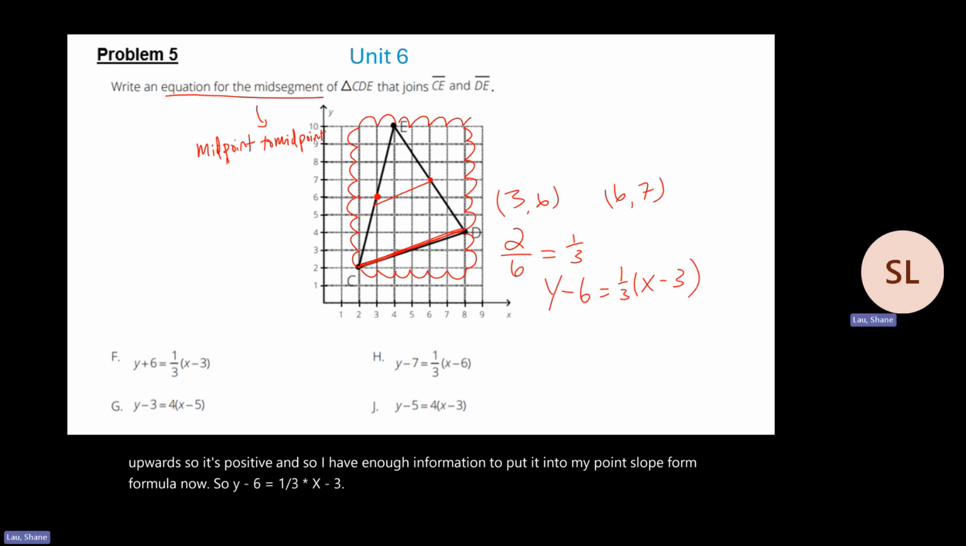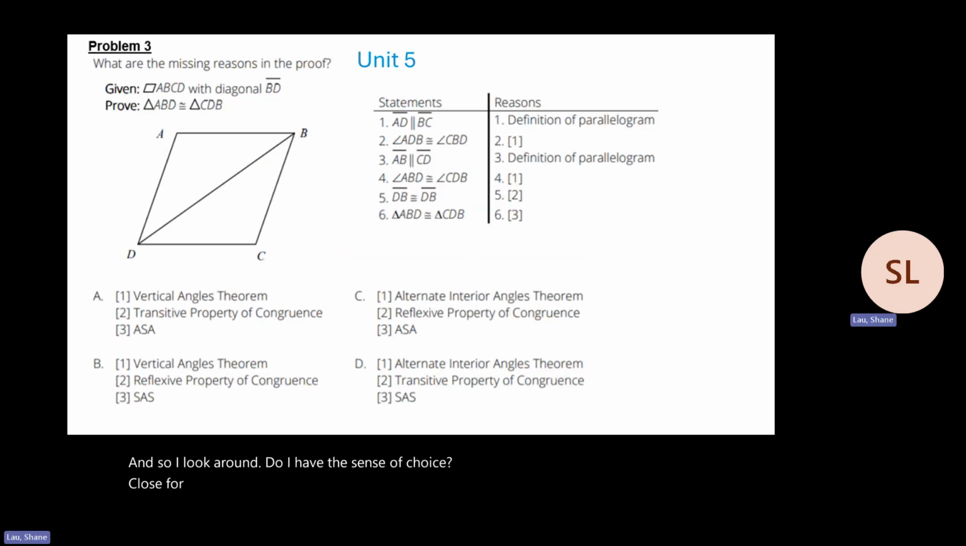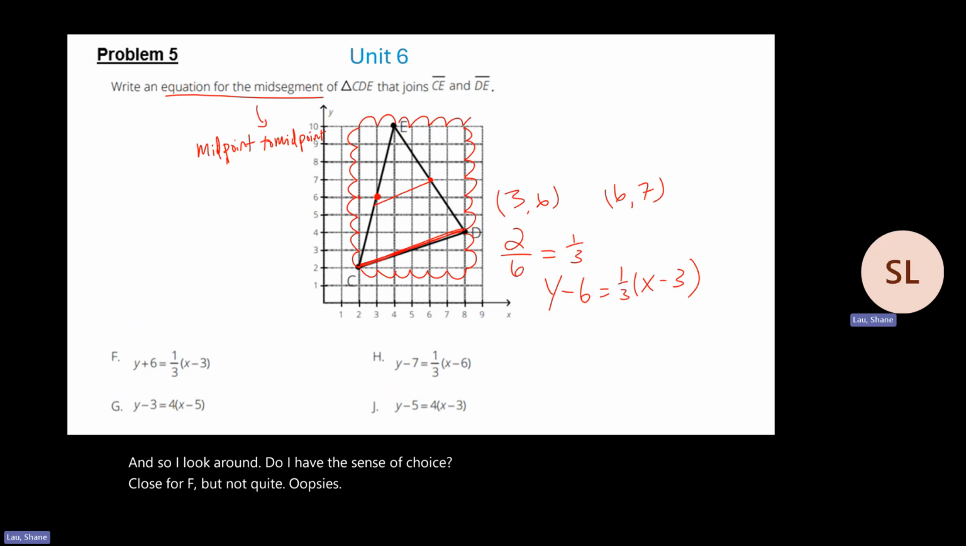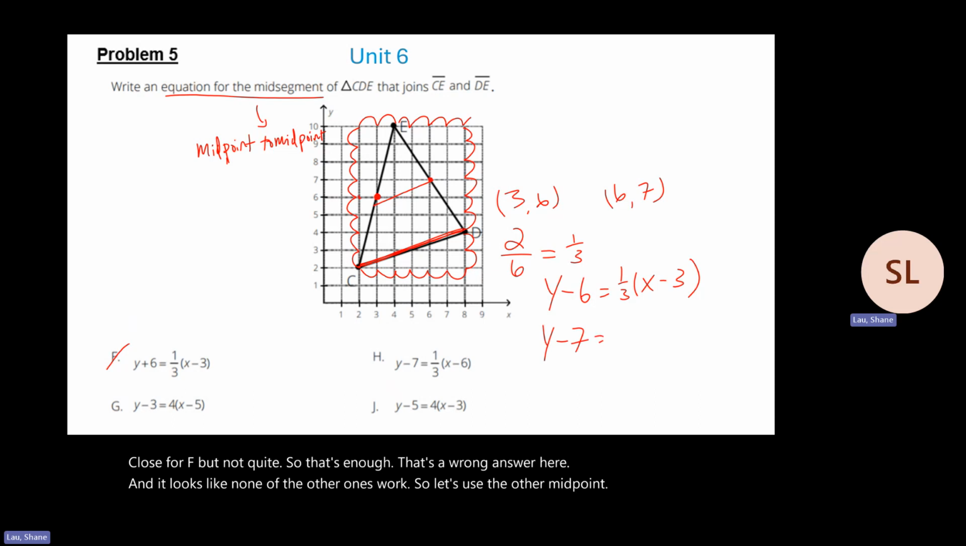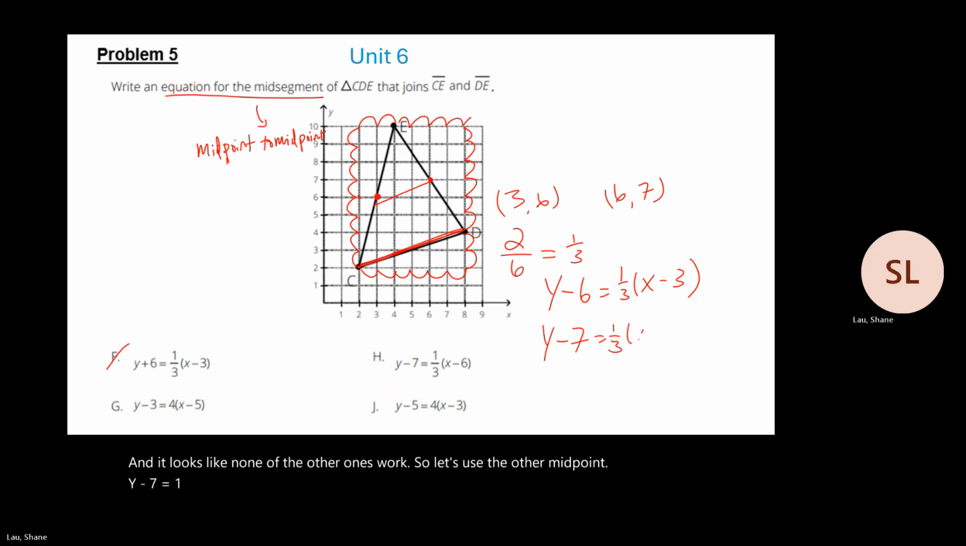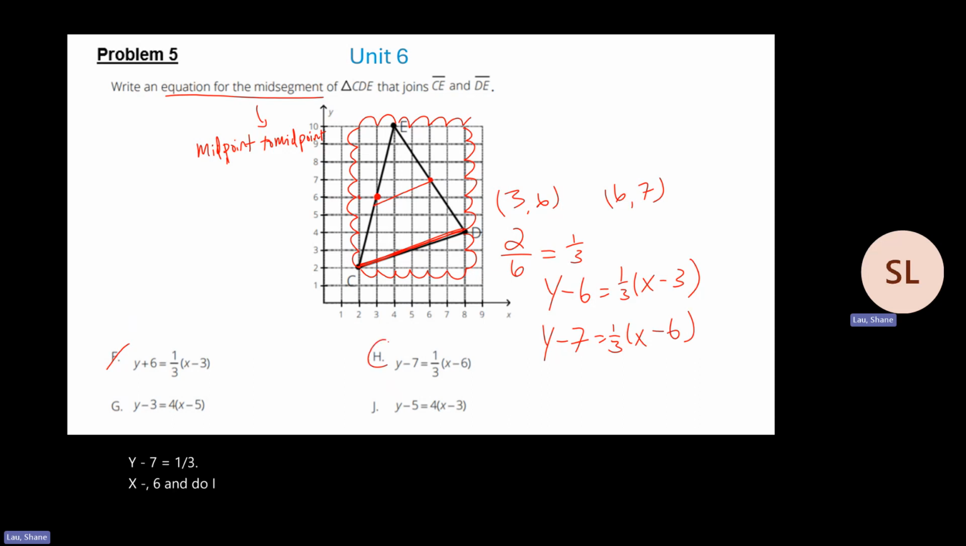And so I look around, do I have this answer choice? Close for F, but not quite. Oopsies. Close for F, but not quite. So that's a wrong answer here. And it looks like none of the other ones work. So let's use the other midpoint. Y minus 7 equals 1/3 x minus 6. And do I get that as an answer choice anywhere? That is H. And there we go.